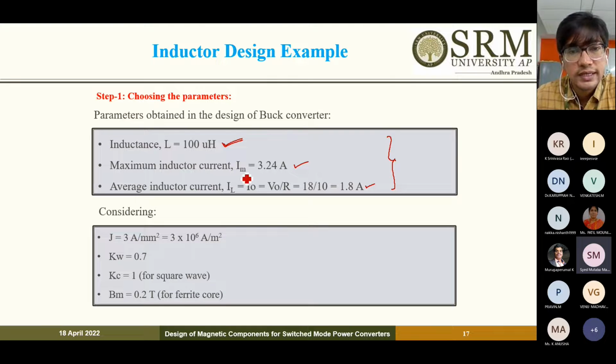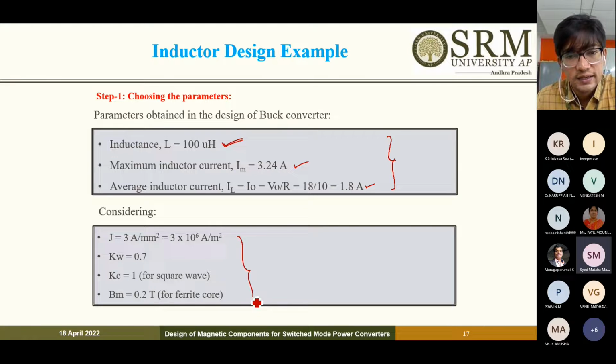For these parameters, I need to design an inductor. That is, the inductor should give the value of 100 microhenry, and it has to be capable of allowing the 3.24 amperes of maximum current. So for that we need the data for ferrite cores.